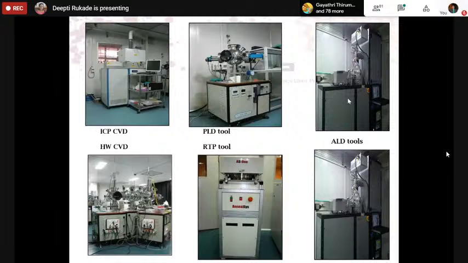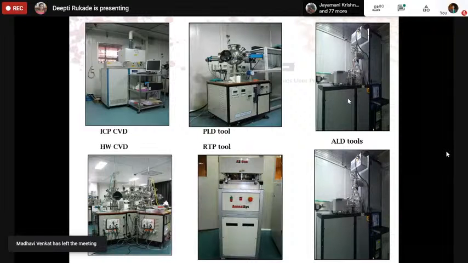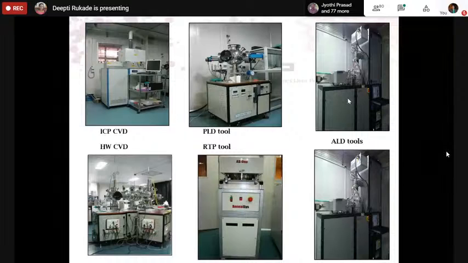Moving ahead, we have ALD tools. We have two ALD tools, one with a load lock and one without a load lock. In ALD, all of you must be aware, I'll just give you in short what it does: ALD uses reactive chemistry, which gives us thin film one atomic layer at a time. It has an inductively coupled plasma that allows very low temperature ALD deposition.